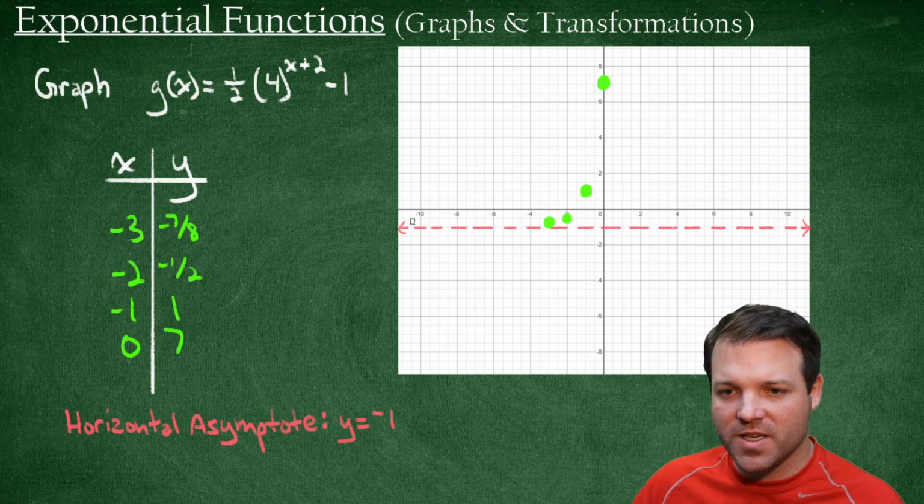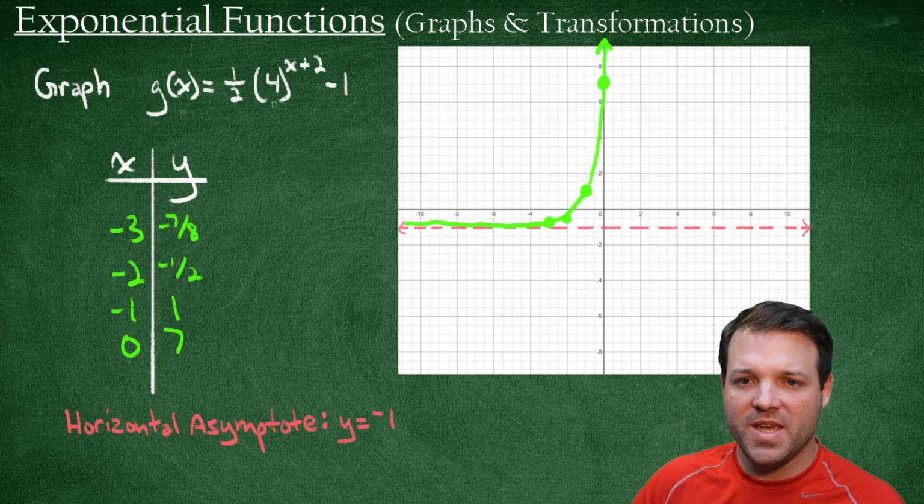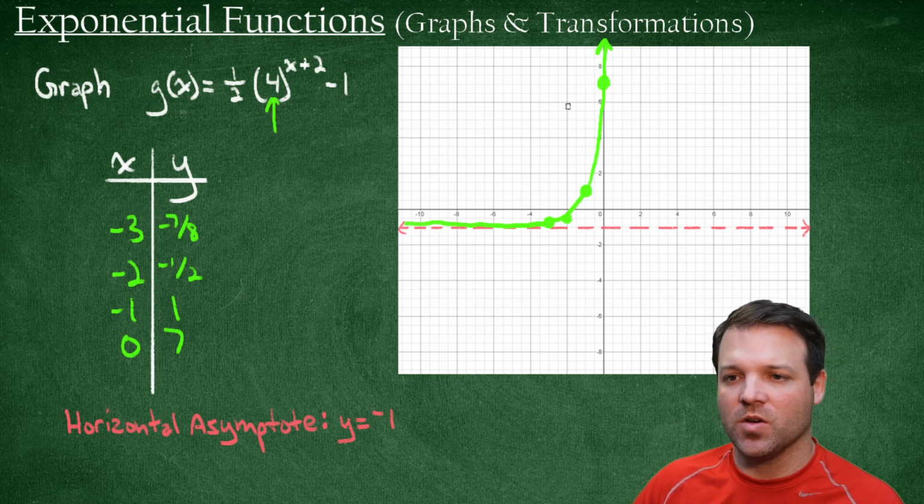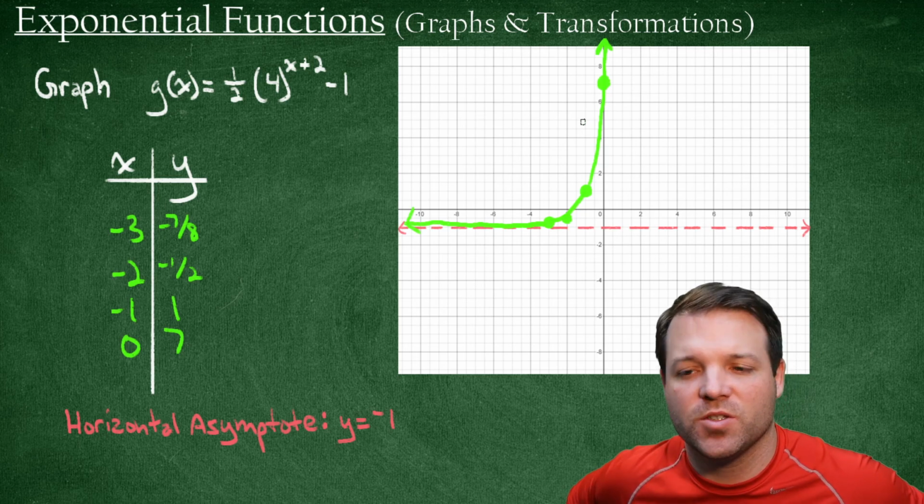And now we'll do the best we can. Remember, the graph gets as close as possible to this horizontal asymptote, but it actually doesn't touch it. So we'll just do the best we can. And then we're going to come up as this exponential increases because the base here is 4. So obviously it's going to go up pretty rapidly. All right, and there we go. There is our graph of our exponential function.